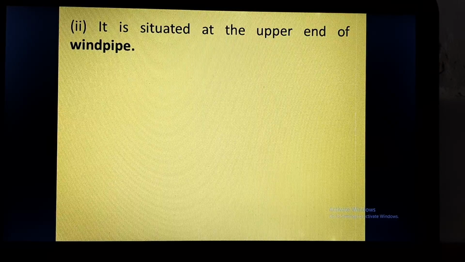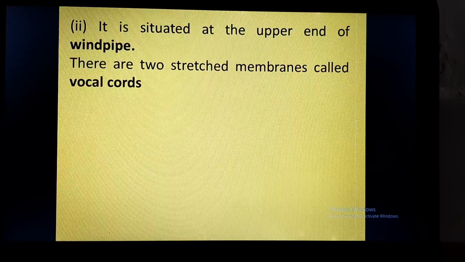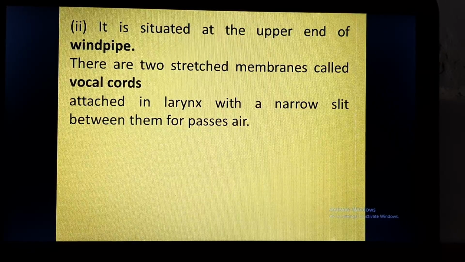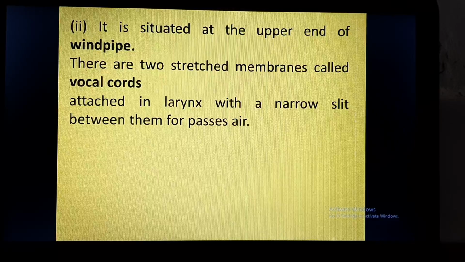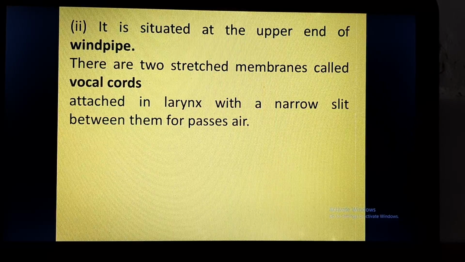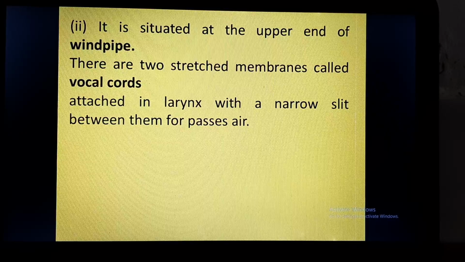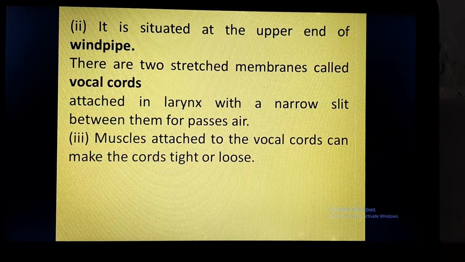As I mentioned, it is situated at the upper end of the windpipe and there are two stretched membranes which are called vocal cords. These vocal cords are attached in the larynx with a narrow slit between them for passing air. So there are two vocal cords and between the two vocal cords there is a slit from which air can pass through.